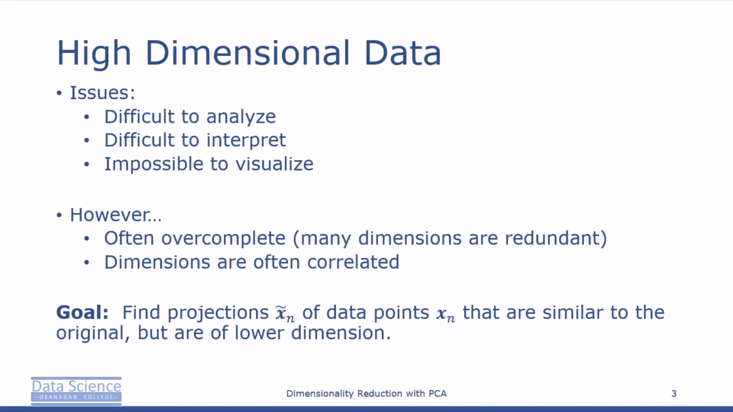However, high-dimensional data often has properties that we can exploit. For example, high-dimensional data is often overcomplete. That is, many dimensions are redundant and can be explained by a combination of other dimensions. Furthermore, dimensions in high-dimensional data are often correlated, so that the data possesses an intrinsic lower-dimensional structure.